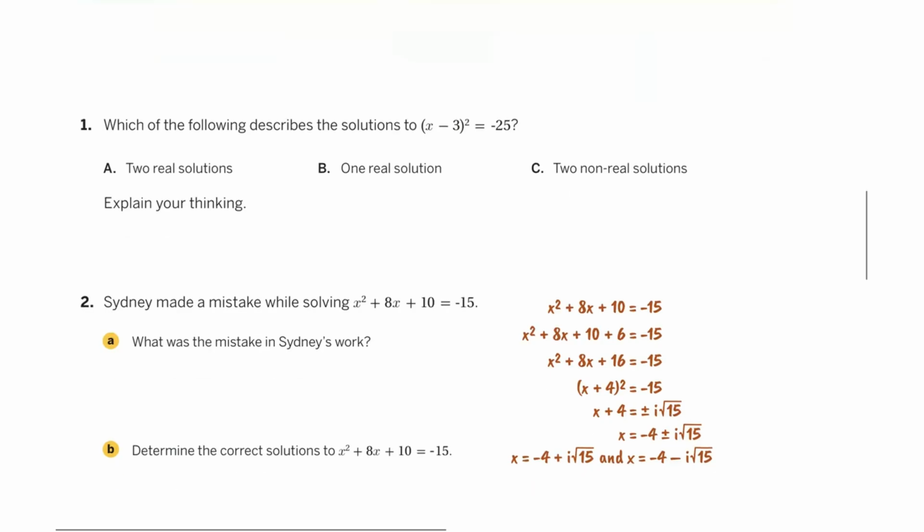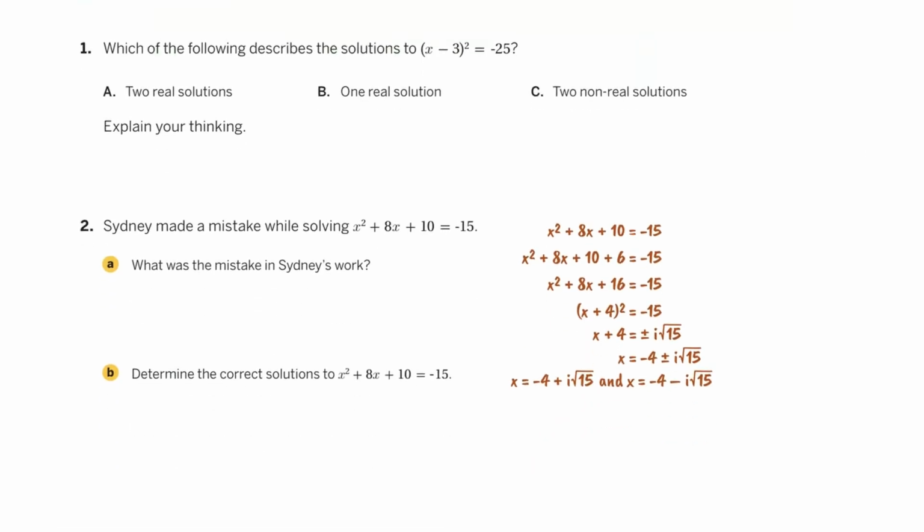All right, for number 1, which of the following describes the solutions to x minus 3 squared equals -25? In this one here, I would say that there are two non-real solutions, because the next step in this problem would be to square root both sides. And when I square root that negative, I end up getting the square root of -1 in there, which becomes i, or represents our imaginary solutions.